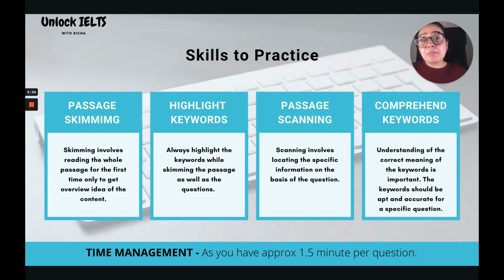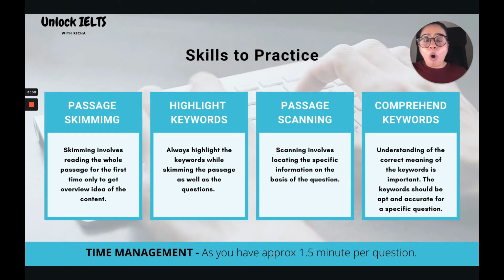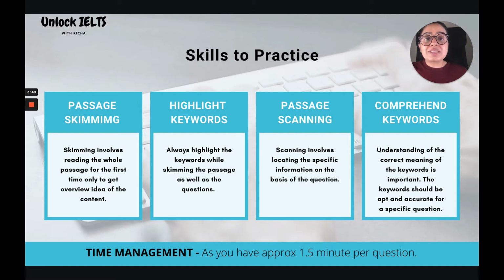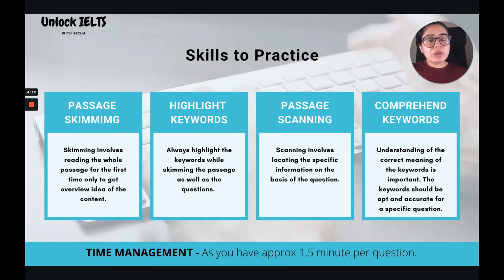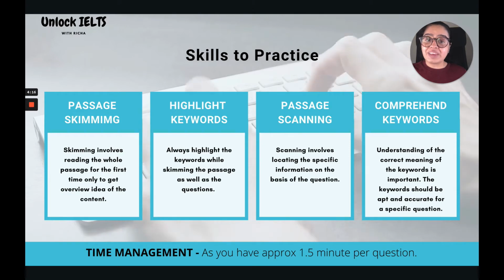While you are skimming the passage as well as the questions, you need to highlight all those important words which you consider will help you to find the correct answer. Next skill is passage scanning. It involves looking for the specific information in the passage on the basis of the information given in the question.